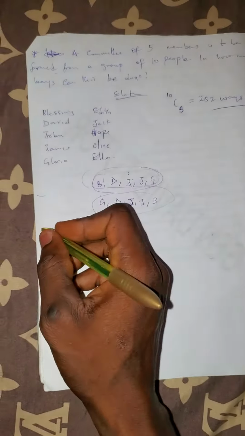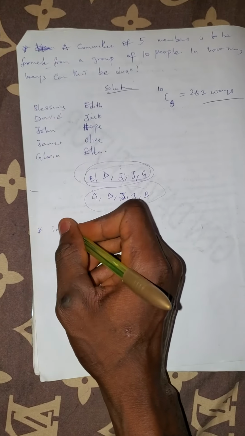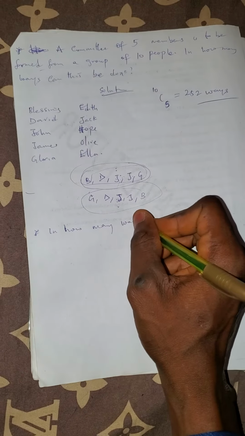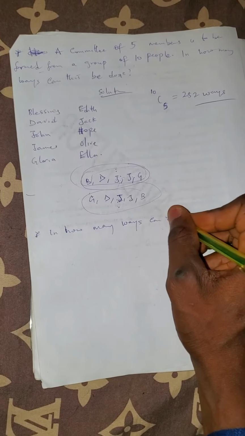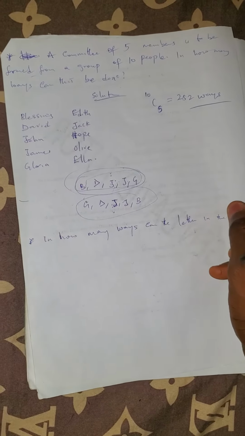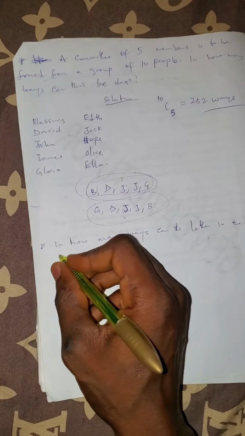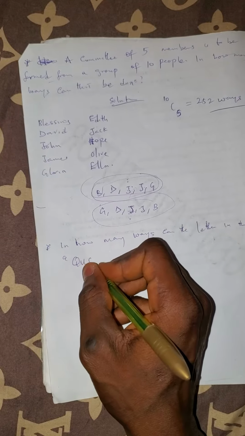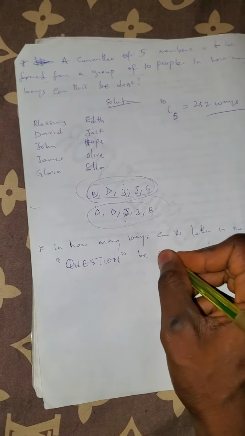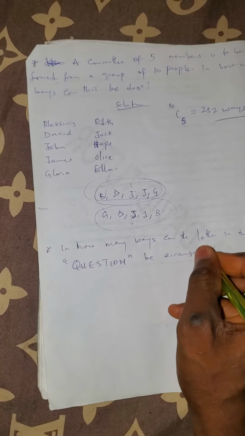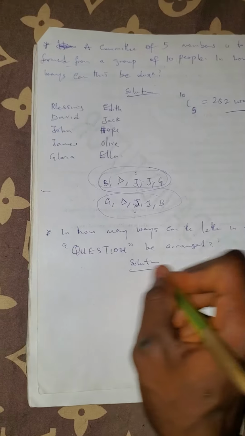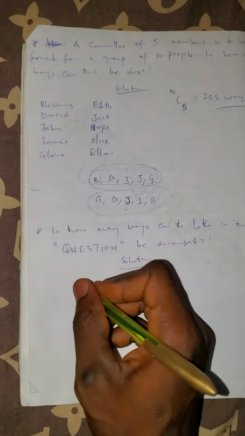The next question. The question says, in how many ways can the letters in the word QUESTION be arranged? Now if you want to do this, I would suggest you use the probability law. That is, check question.